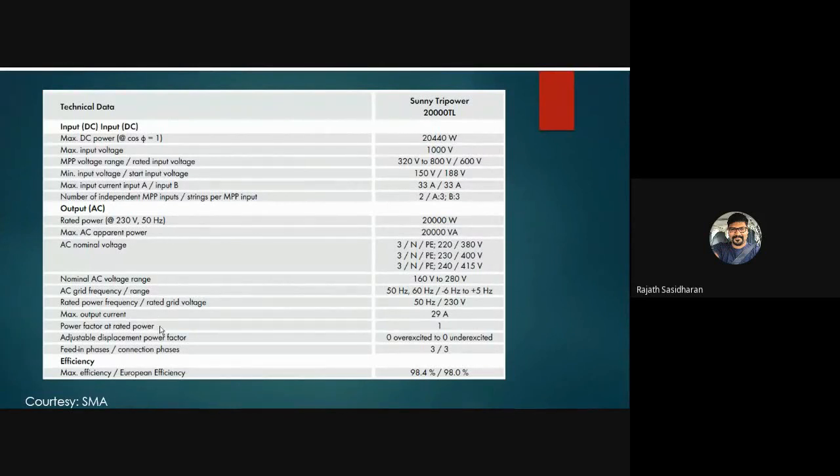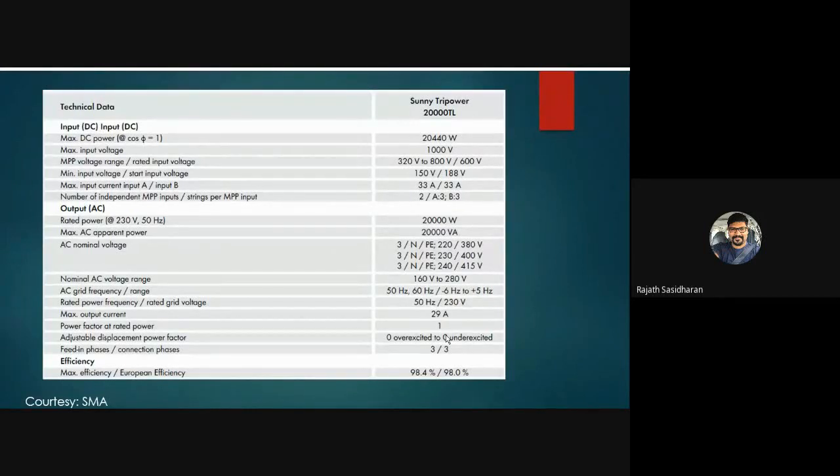Another thing is, you will always find a funny thing here. The power factor at rated power is unity. You know, back in college days, we may have heard that it is not possible to have an electrical circuit with power factor of 1, with unity, right? But this is not a joke.